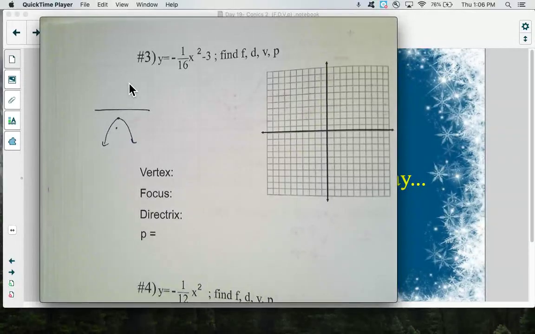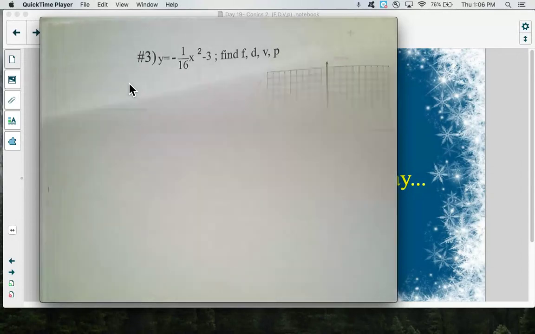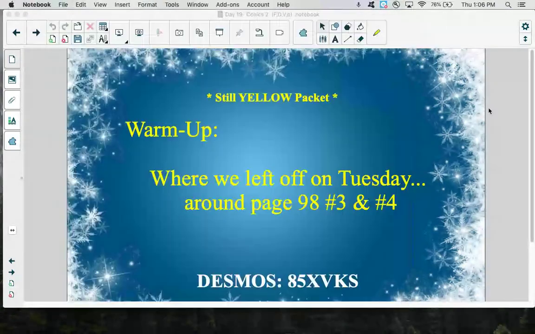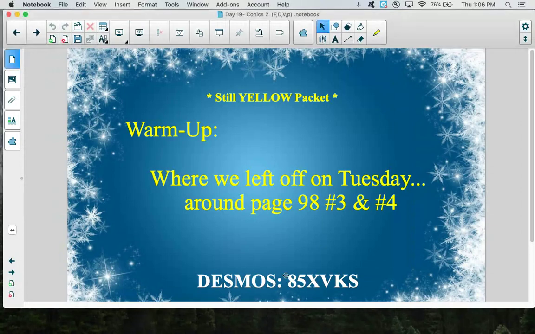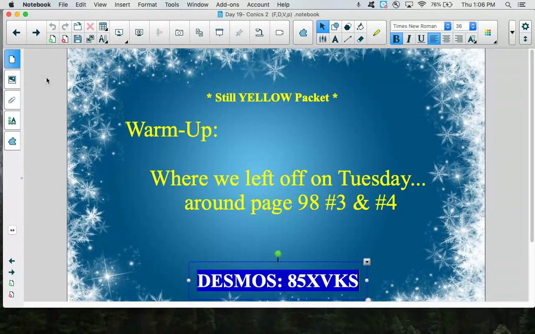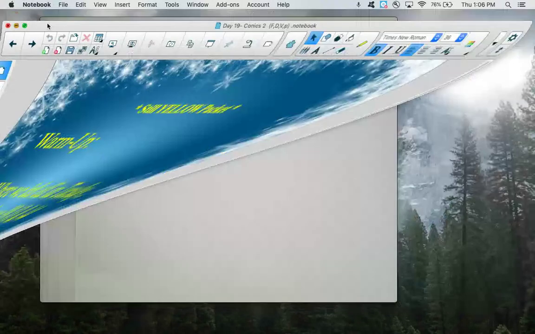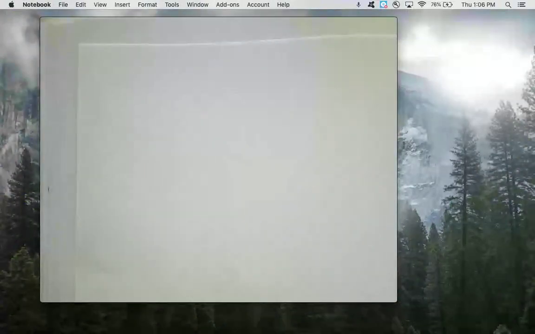So on this blank sheet of paper, and again, I would grab a blank sheet of paper outside of your notebook, and I'll put that Desmos code right in the chat for you as well. All right.